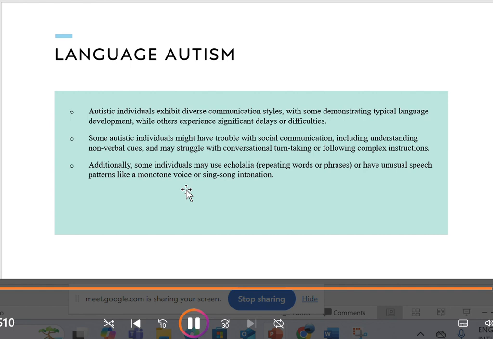They might have trouble in social communication, including understanding non-verbal cues, and may struggle with conversation or turn taking. They don't usually take turns. Then following complex instructions, everything is impaired in language in autism.